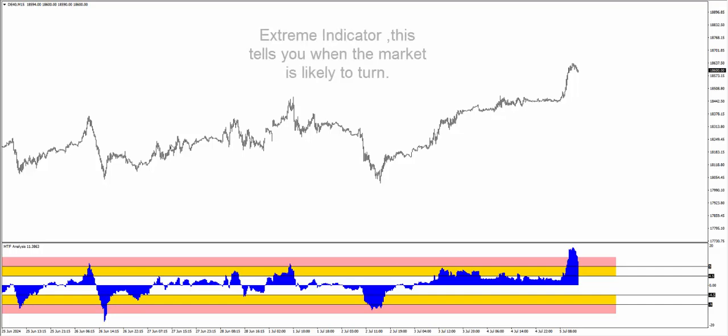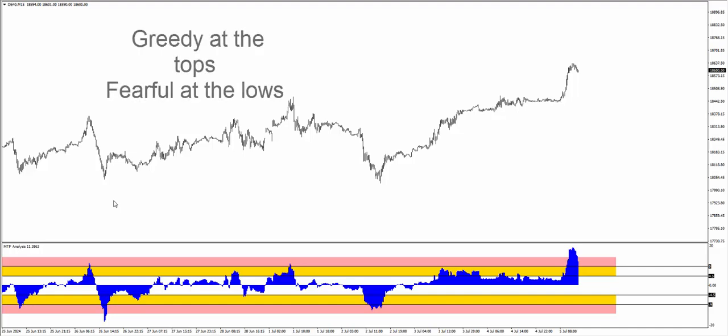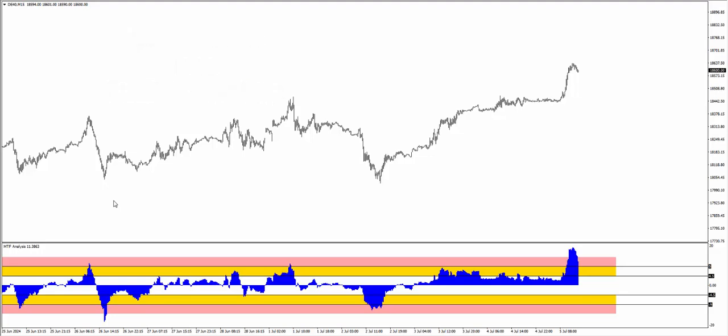What we've done with this indicator here is create an indicator that actually tells you when a market is at an extreme. Now, when markets go to extremes, they're very likely to reverse. People are too greedy at the tops and they're too fearful at the bottoms. And these are ideal points to take a trade. So let's go through the indicator and have a look how we could actually use this.